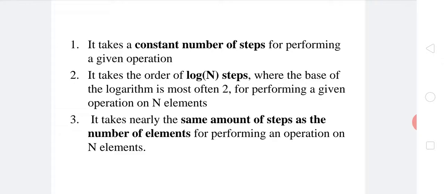The exponential function n factorial grows even faster. For n equal to 5, it has a value of 120. For n equal to 10, the value will be 3628800, and for n equal to 20, the value will be 2432902008176640000.